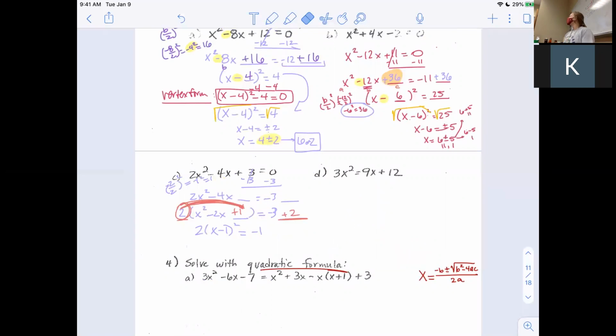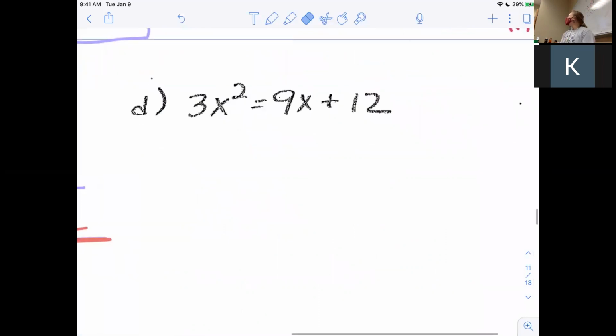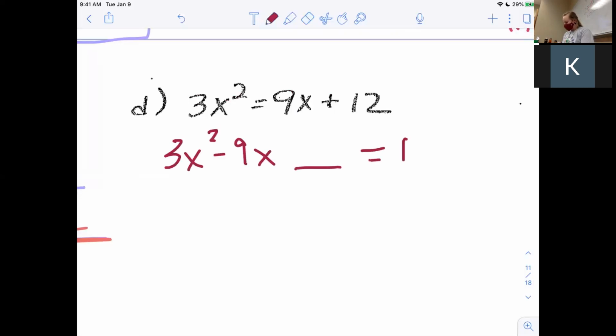That's it. All right. So if we're looking at letter D, your first instinct might be to divide 3 out of everything. I don't necessarily want to do that because at the end, I'm going to need that 3. Remember, the 3 in the front makes a parabola fat or skinny, or it changes it, and so we can't get rid of it completely. So let's move the x to the other side. Let's do 3x squared minus 9x blank equals 12 blank.